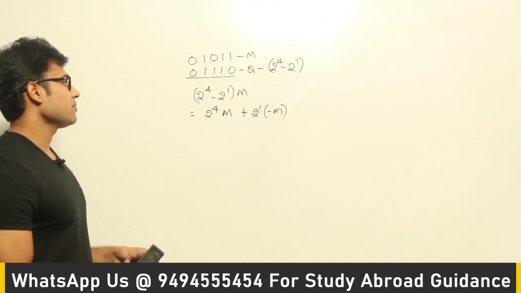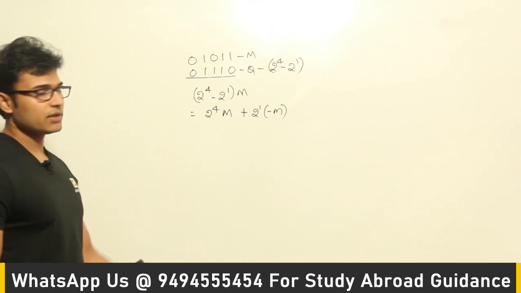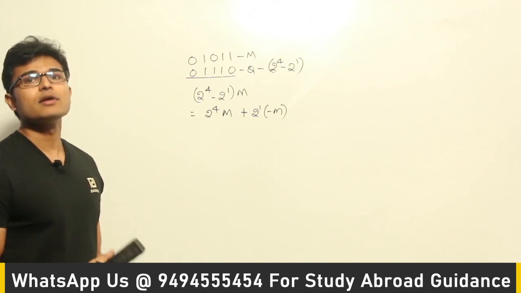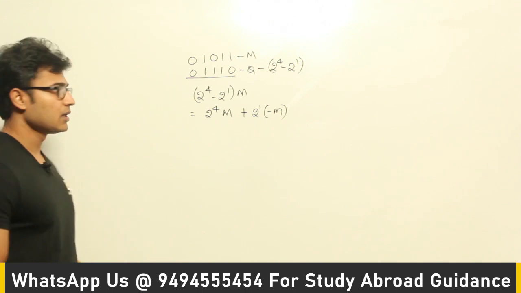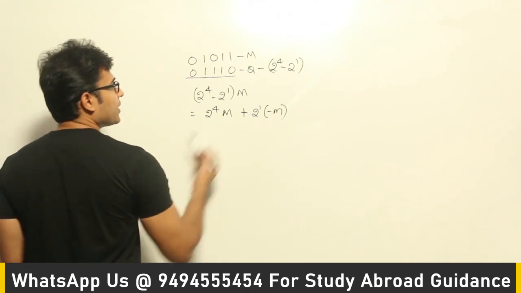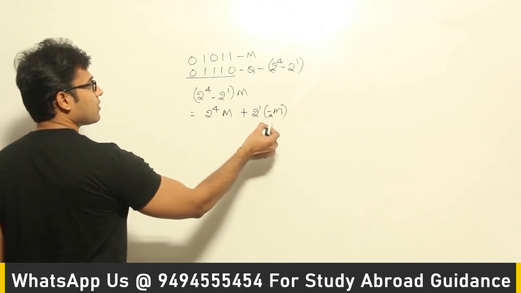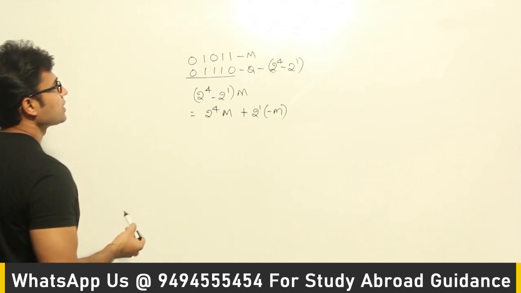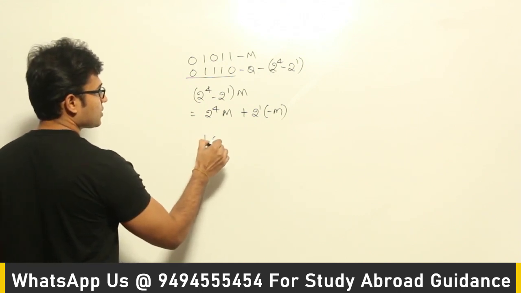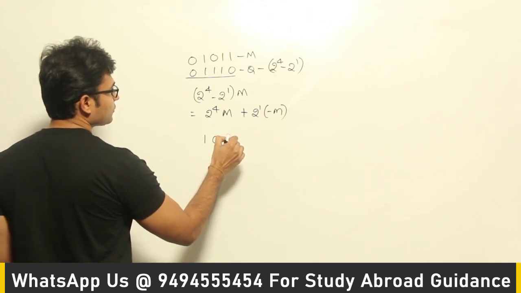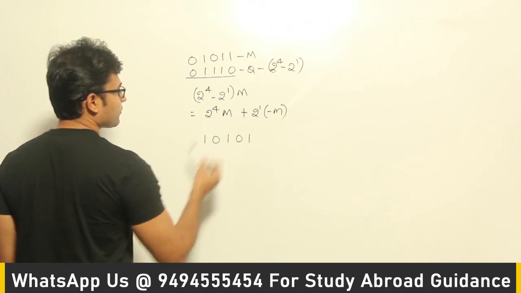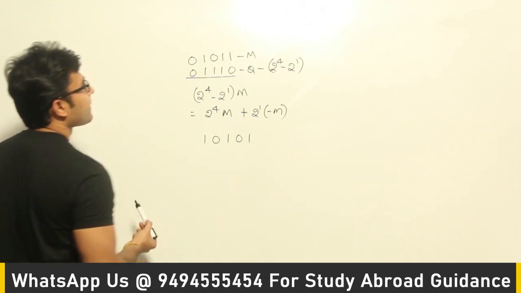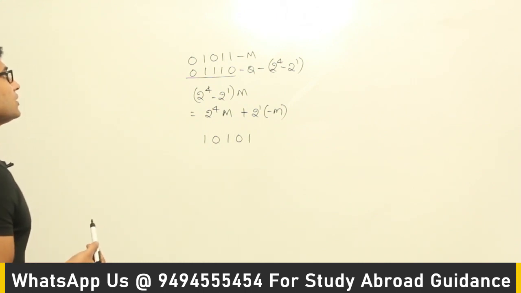So initially you can find out minus m. In order to find out minus m, we are going to use one addition or one subtraction, right? So 0 minus m, how can we find out? It is simply minus m. So minus m is going to be 1 0 1 0 1. Right? So this is minus m.